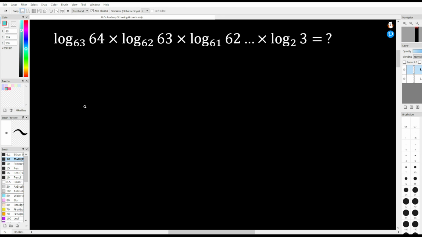Here we have an interesting logarithmic expression, which was requested by a fan of Ho's Academy. The expression looks complex, being a multiplication of a long series of logs beginning from log base 64 of 63, over to log base 63 of 62, and so on until you reach base 2.